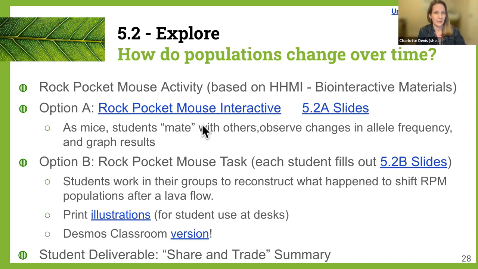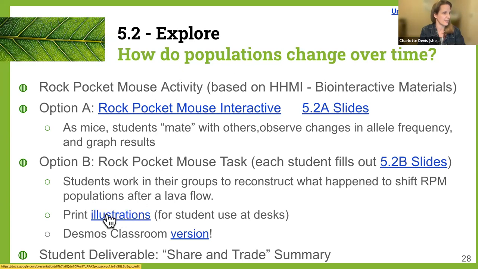They actually act as mice and mate, and then they're able to observe the changes in the allele frequencies that exist. So instead of counting the mice in the pictures that come from the HHMI materials, they are actually assigned a genotype, and then they mate, and then they figure out what the offspring are going to have, and then they're able to track big A's and little A's and see what differences are happening in the population.